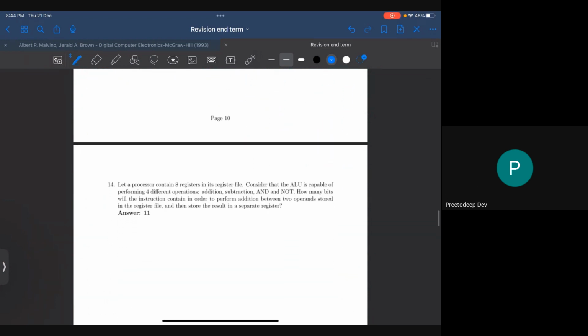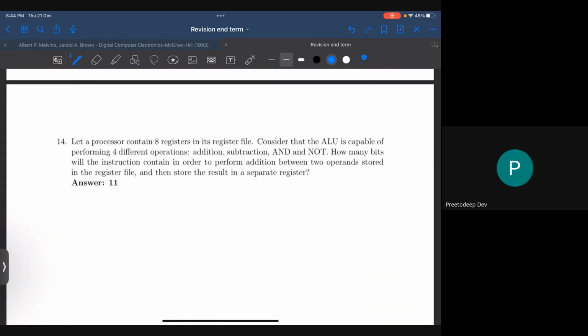Now the next question. Let a processor contain 8 registers in a register file. Consider that the ALU is capable of performing 4 different operations: addition, subtraction, and NOT. How many bits will the instruction contain in order to perform addition between 2 operands and store the result in the register file? So you have to perform A plus B and store it in another register, right? So C equal to A plus B, right?